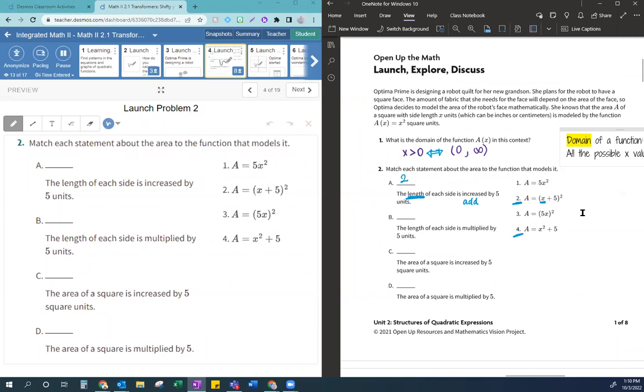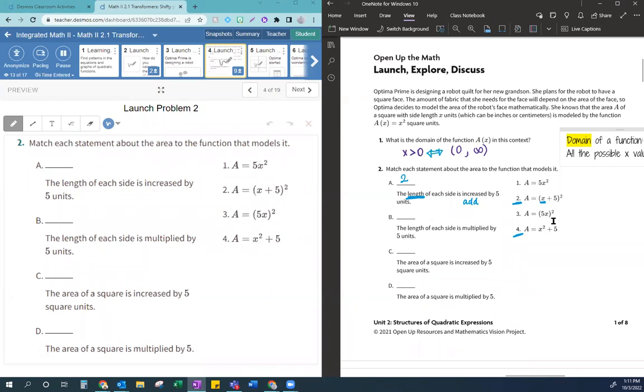Yeah, both of them are squared. Ooh, but one has parentheses. Very good. Both of them are squared, but only one of them has parentheses, right? So this one says the length is multiplied by 5. The length is multiplied by 5. So which do you think that is? 1 or 3? 5x squared or the quantity of 5x quantity squared?